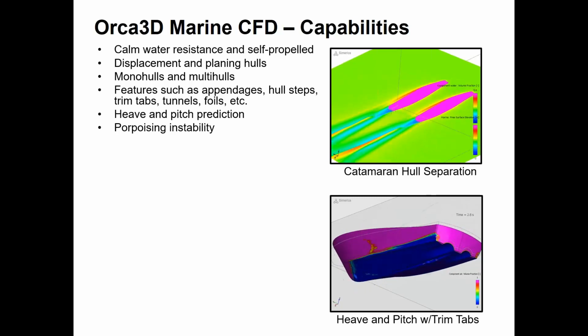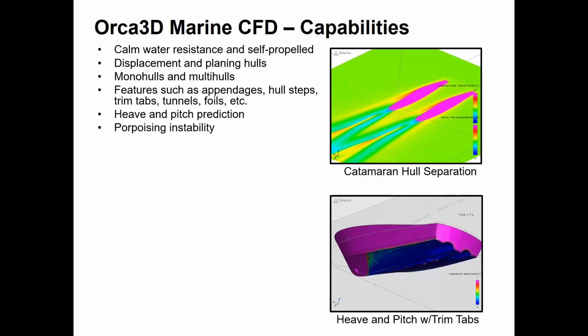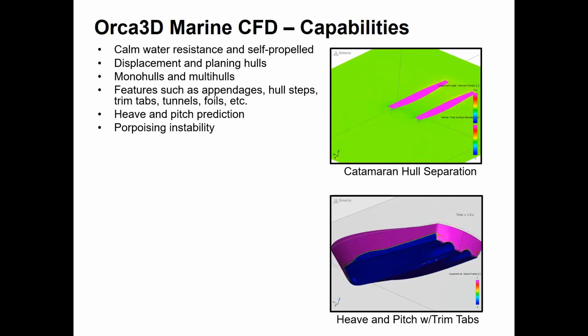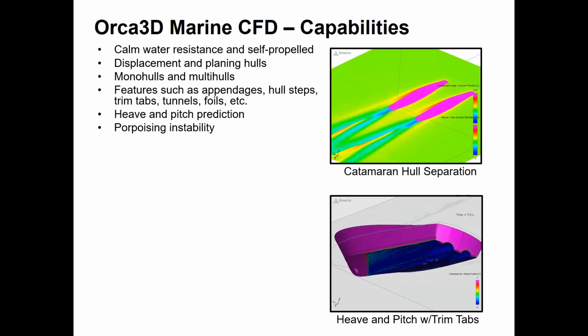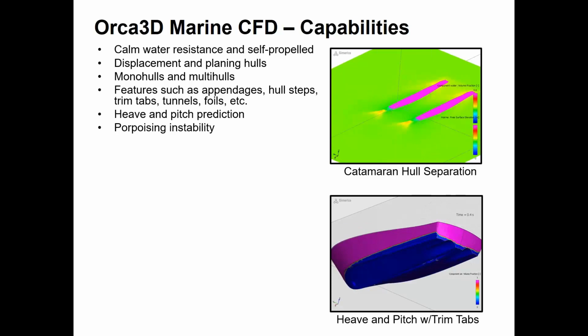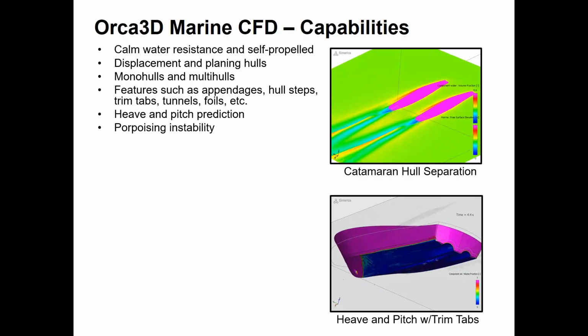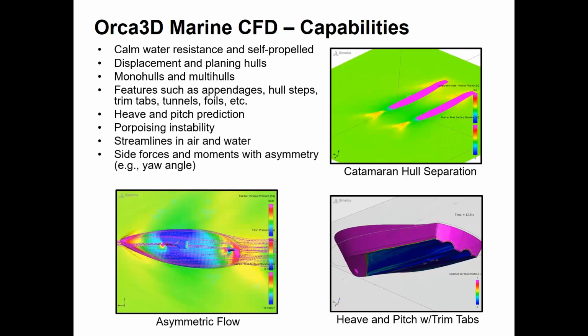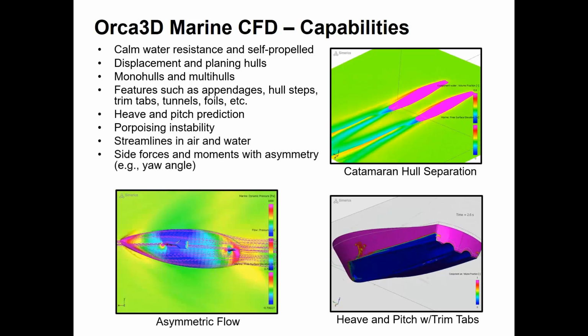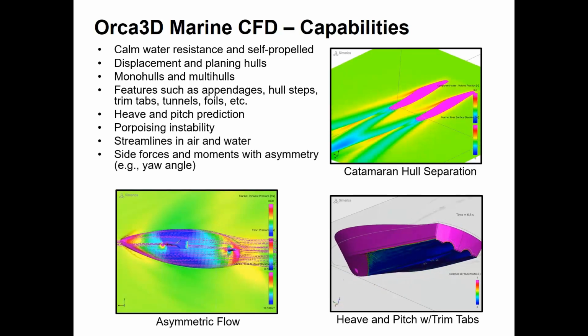Features such as appendages, hull steps, trim tabs, tunnels, foils can all be analyzed, including heave and pitch prediction, as you see in the graphic on the right. And Chen-Jay will show you a little bit later a study of planing boat porpoising instability, so that can be clearly identified as well.